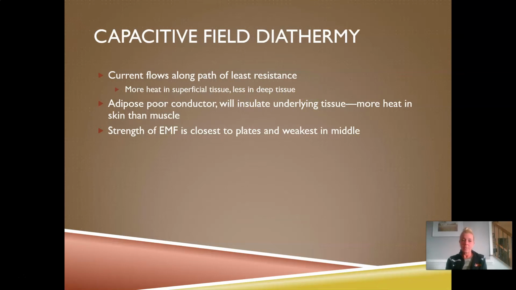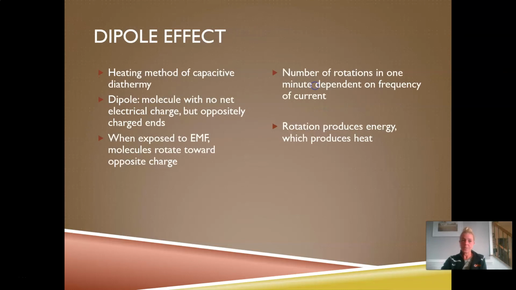With this, again, adipose is going to be a poor conductor, so it is going to insulate the underlying tissue, and we'll heat that more than we will the muscle underneath. The strength of the EMF is going to be closest to the plates and weakest in the middle.